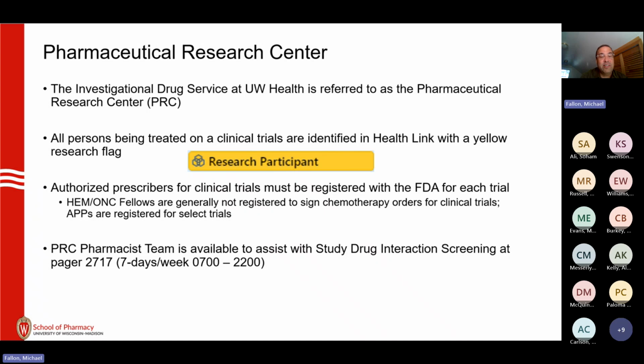Pretty much every year, unfortunately, somebody will sign research orders that they are not authorized to sign. So be very careful. Generally, fellows are not always, but generally, not registered. And then APPs will be for select trials, usually in their specialty only. So just be very certain that you're enrolled to be able to sign the therapy. And then PRC is available 7 days a week, 7 to 10. The best way to get a hold of them is to page them.